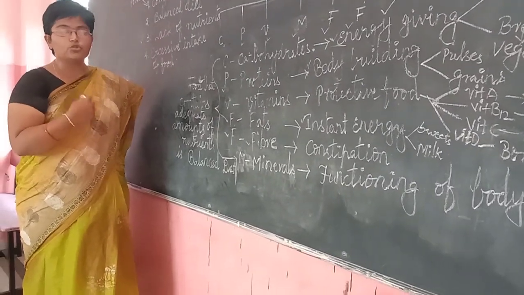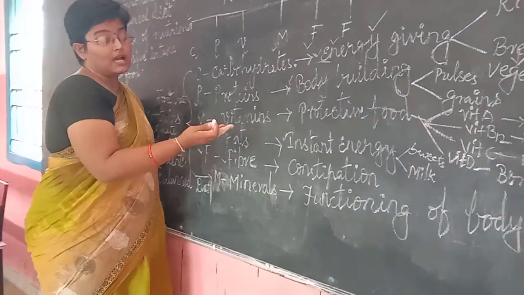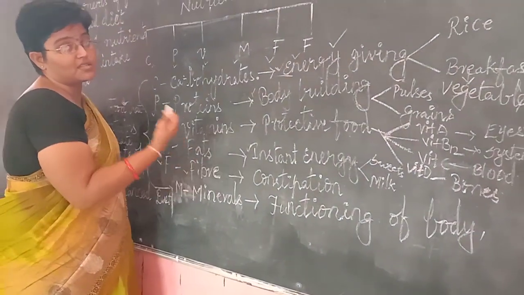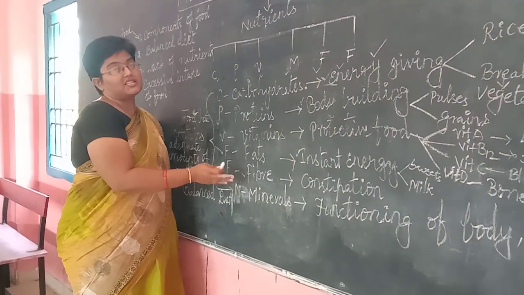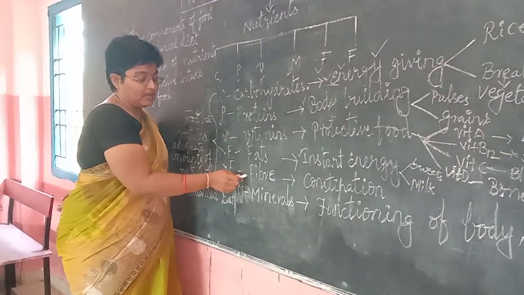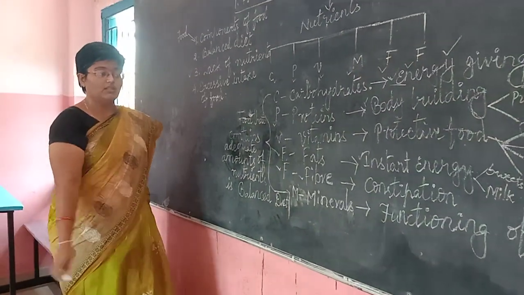What does this fiber do to our body? Fiber makes our digestion proper and it helps in avoiding the constipation problem. So fiber helps in good digestion. That is the main role fiber plays.